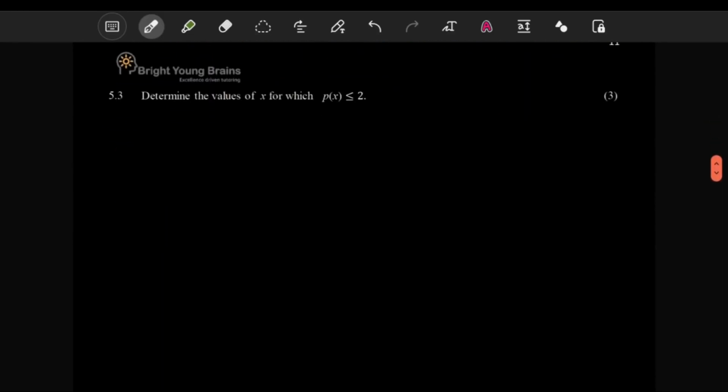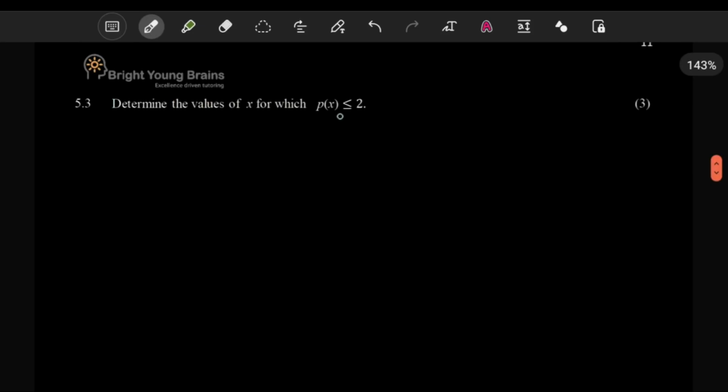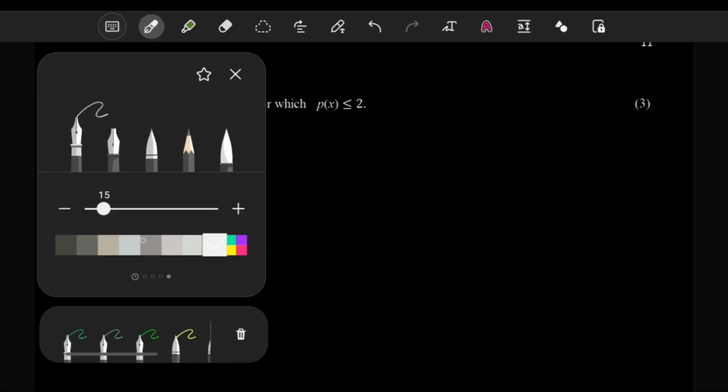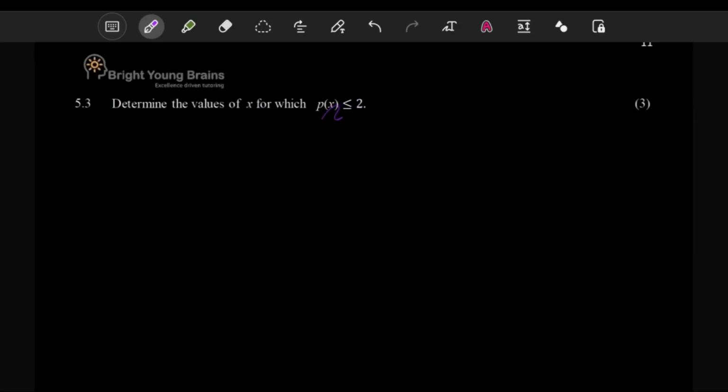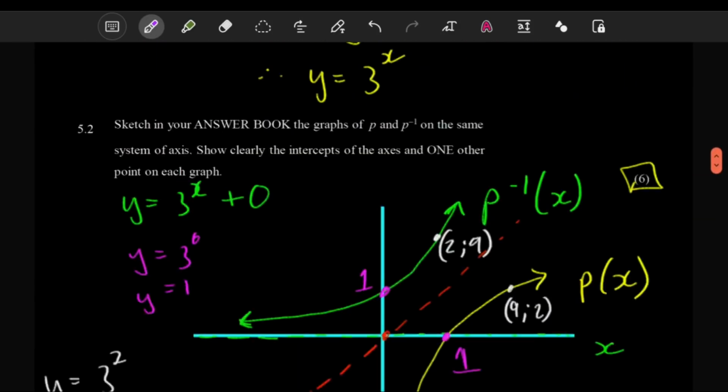Yeah, that's all good. 5.3 says determine the values of x for which the original graph is smaller or equal to 2. So you want to work out where P of x is smaller or equal to 2. So that's quite easy.